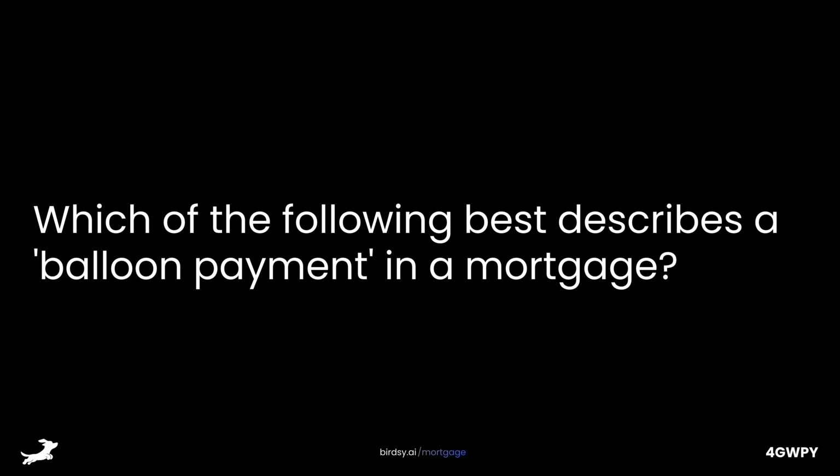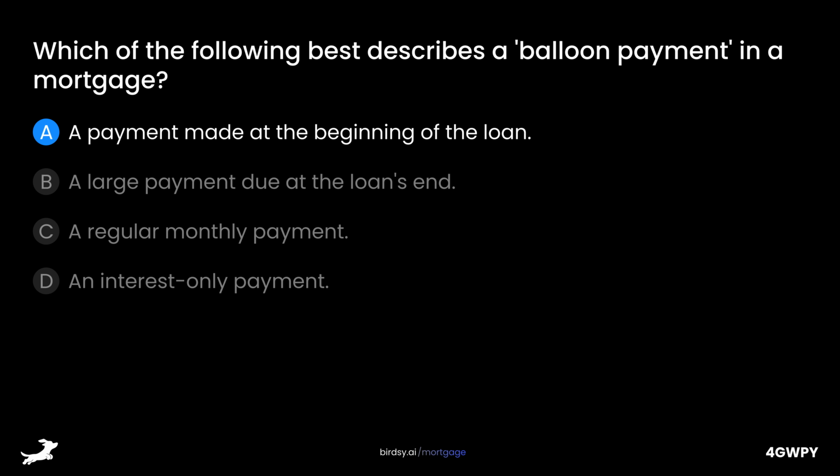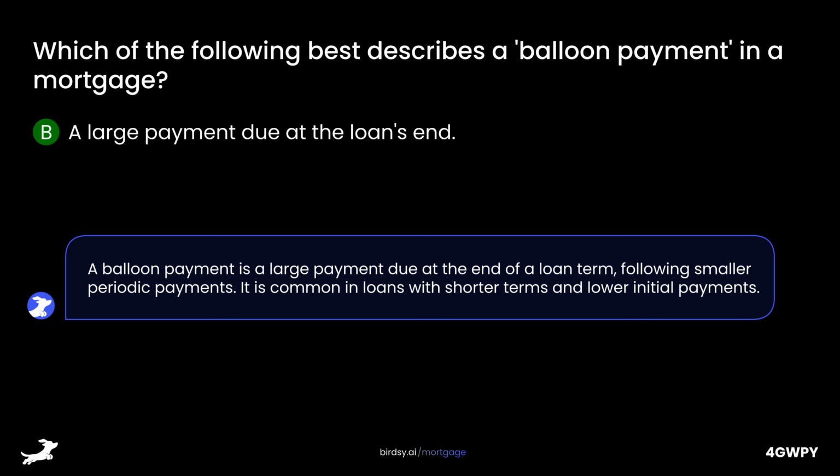Which of the following best describes a balloon payment in a mortgage? Is it A, a payment made at the beginning of the loan, B, a large payment due at the loan's end, C, a regular monthly payment, or D, an interest-only payment? The answer is B, a large payment due at the loan's end. A balloon payment is a large payment due at the end of a loan term, following smaller periodic payments. It is common in loans with shorter terms and lower initial payments.